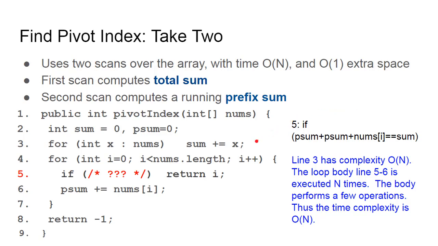The complexity of this approach is linear, because we essentially just go through the array twice, and for every single element we perform some constant operation. So the complexity is linear in n. We are able to reduce quadratic to linear by using this running prefix sum and the total sum.